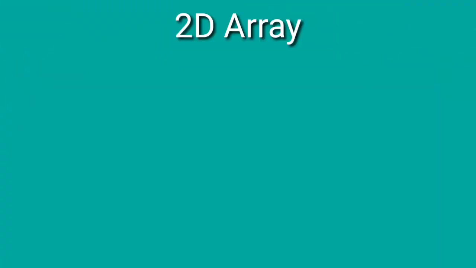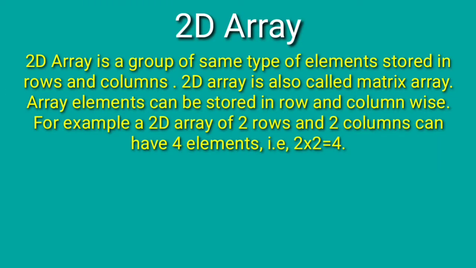And now here we have the 2D array, that is called a two-dimensional array. A 2D array is a group of the same type of elements stored in two dimensions, that is rows and columns. So row-wise and column-wise the elements are stored in a 2D array. A 2D array is also known as a matrix array. So array elements can be stored row-wise and column-wise.